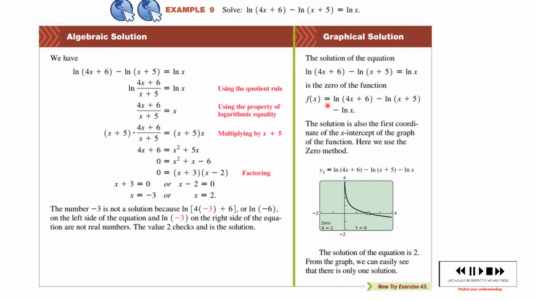We graph, in fact, we move this over to this side this time, and just use the zero function. That makes this side equal to 0. And we can find the zero of this, and it is 2. There's only one solution.